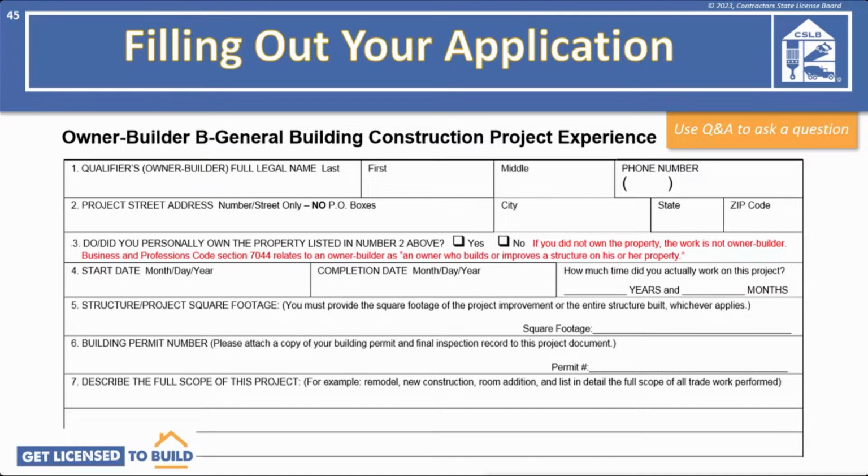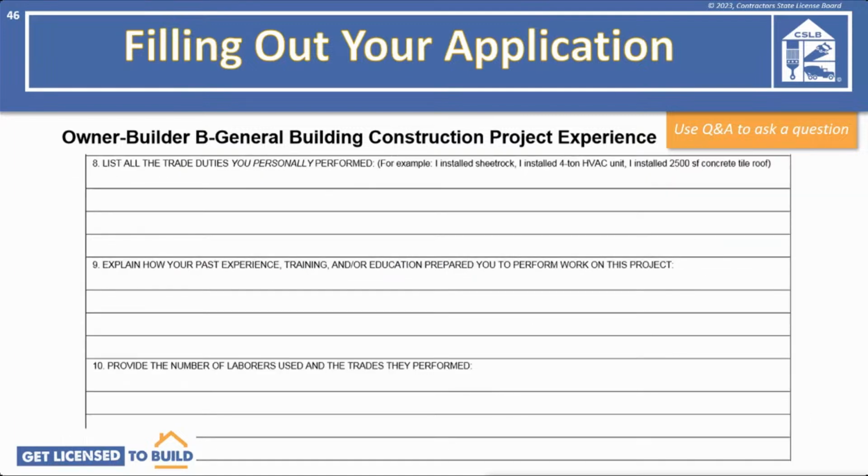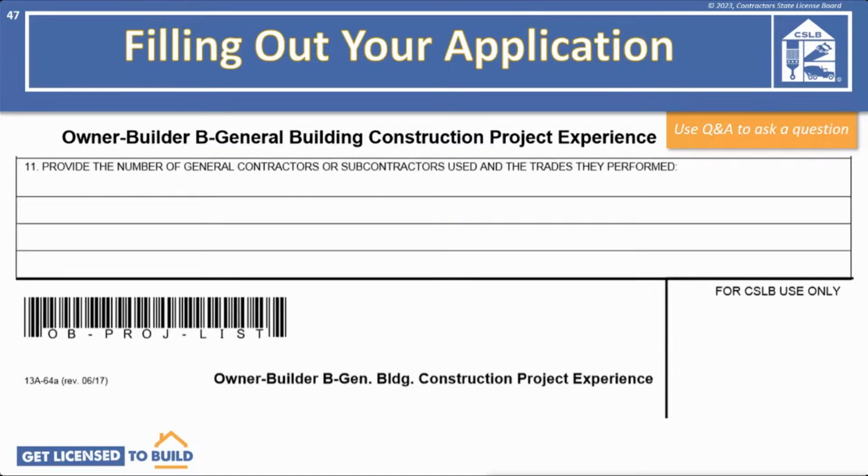The experience must be verifiable through building permits, final inspections, and other documentation. You will need to list the building permit number on line 6. On line 7, you will need to provide the scope of the project. In boxes 8 through 10, you will need to provide more detailed information about the project. Question 11 asks if other general construction contractors worked on the project and what trades they performed. Remember, this information must be as complete and accurate as possible.